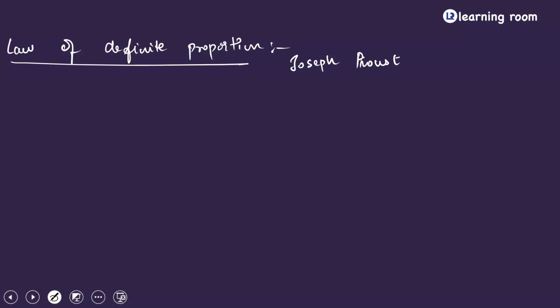Anyway, law of definite proportion. Law of definite proportion states that a given compound always contains exactly the same proportion of elements by weight. Fixed proportion. A given compound contains a fixed, exactly the same proportion of elements by weight. That's very important.